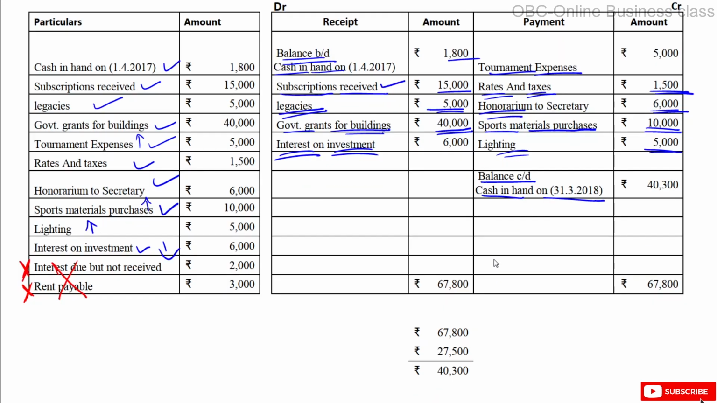So how can we calculate it? Start from the receipt side and add up all the amounts, and you will get 67,800 rupees. Add all the payment side items, and you will get 27,500 rupees. Now subtract the payment amount from the receipt amount, 67,800 minus 27,500, and you will get 40,300 rupees as the balance carried down, that is cash in hand at 31/3/2018. So this is the balancing figure, 40,300 rupees.